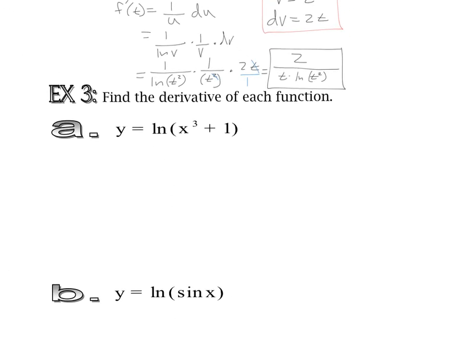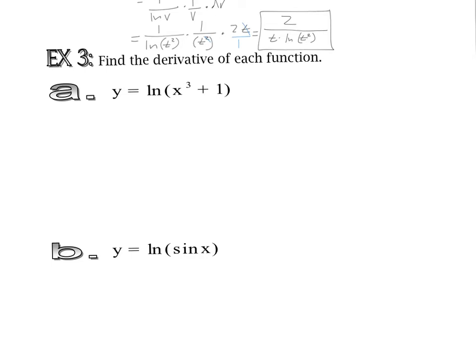So I want you to try examples 3a and 3b on your own. Remember, just substitute in for these things inside the parentheses, and I think you'll be able to handle it. Try them both, and then pause the video and then check back when you're ready to check your work.